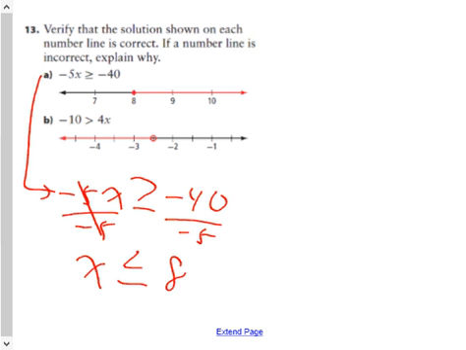And I have any value that is less than or equal to 8. And this clearly says any value greater than or equal to 8. So the answer is this is not right. The correct solution would be taking that and going the other direction. So that guy just forgot to flip his inequality sign.